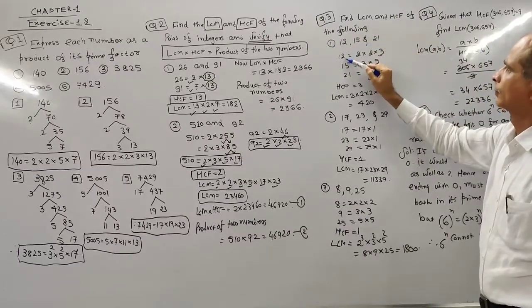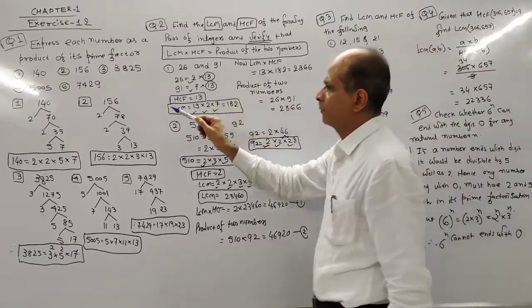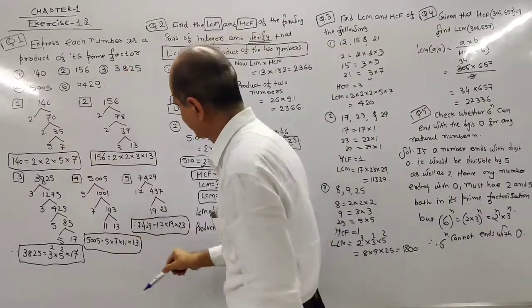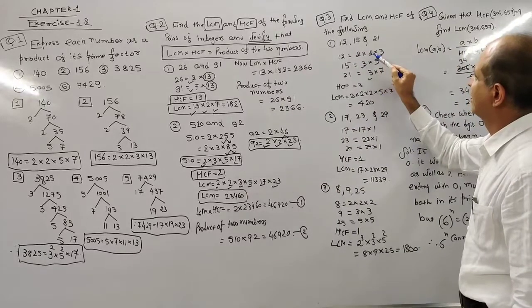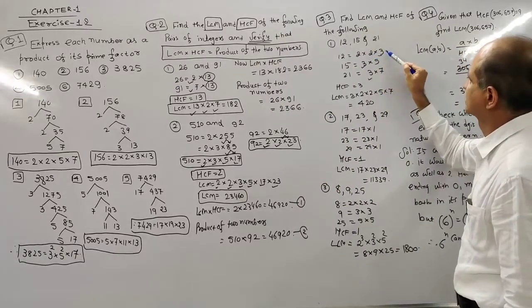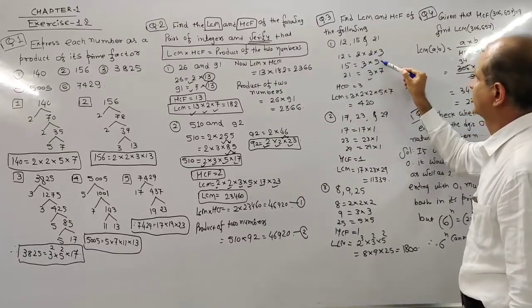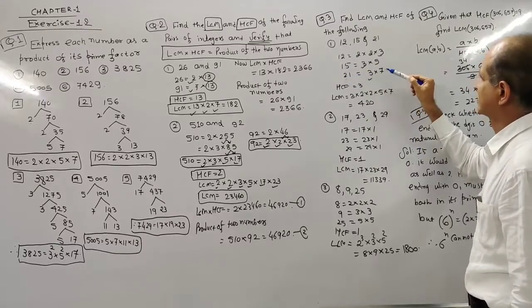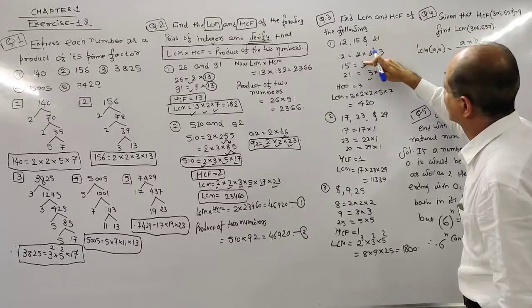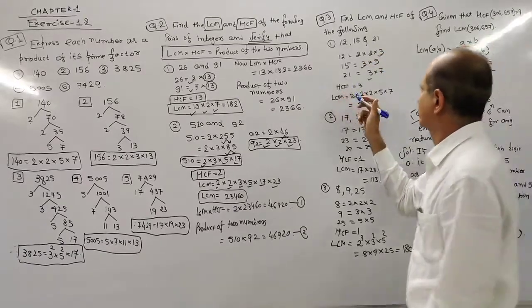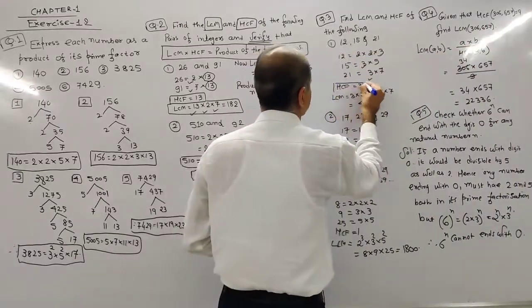12. If you prepare a factor tree and find the prime factors of 12, 2 6s are 12, 6 means 2 3s are 6. 15, 3 5s are 15. 21 means 3 7s are 21. The common factor from all three is 3. So HCF of these three numbers is 3.